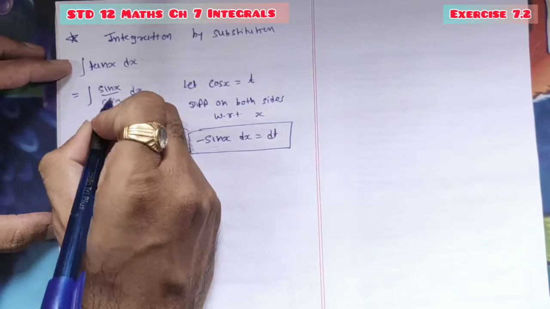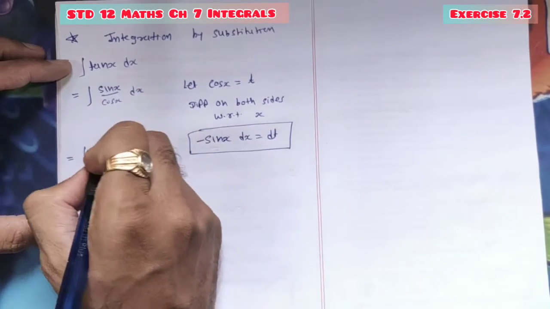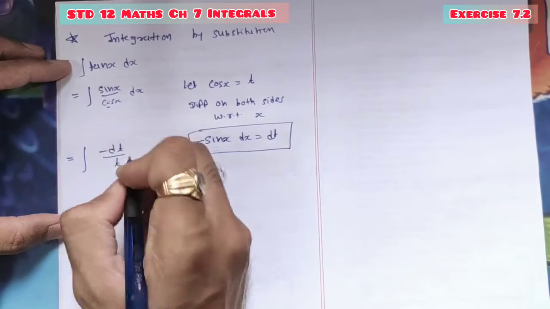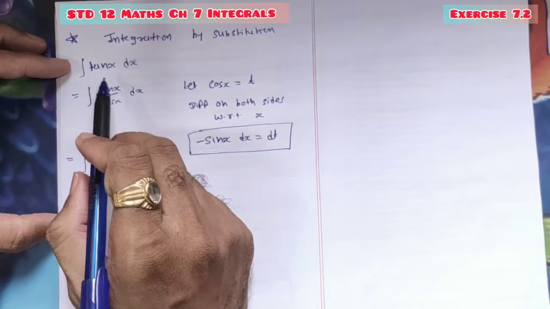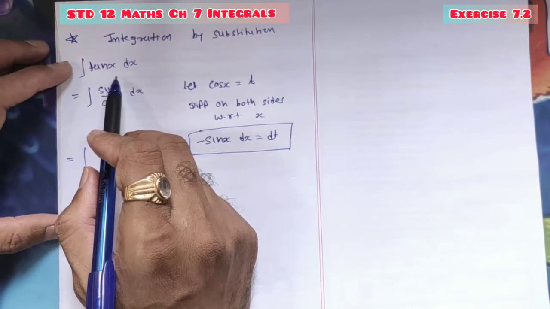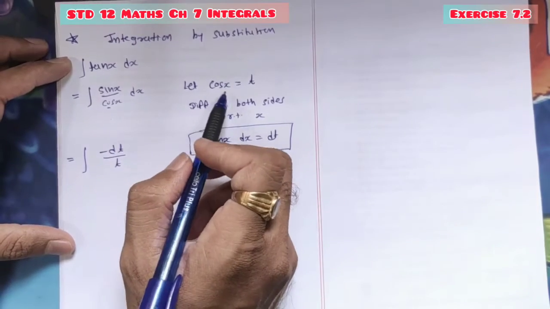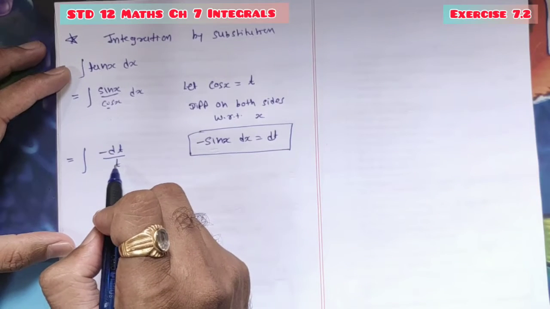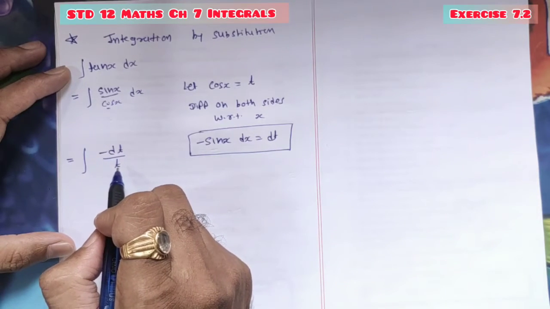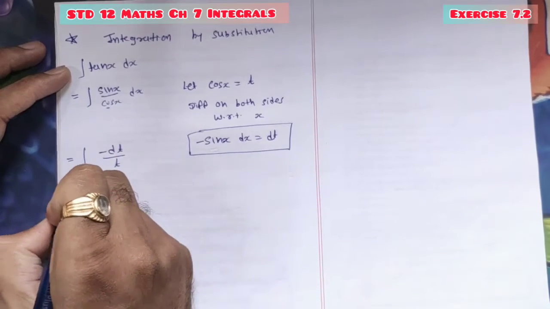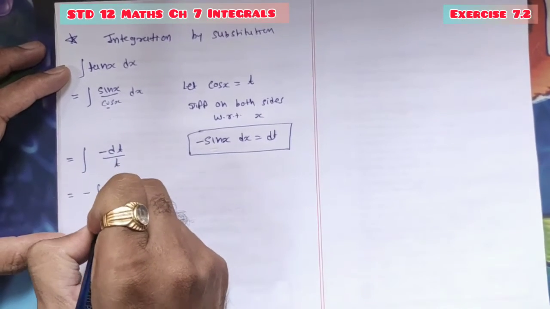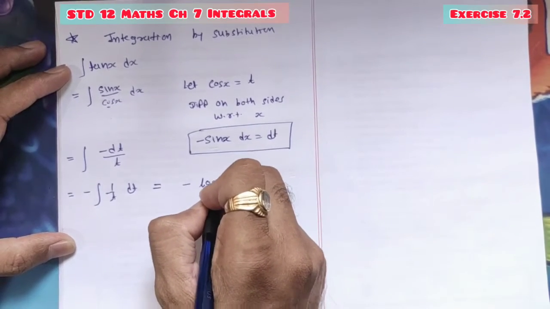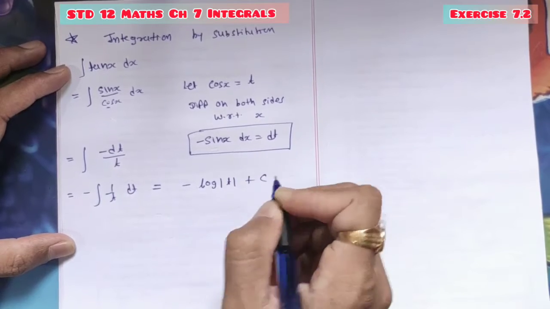So here integration is sin x dx. Sin x dx is nothing but the minus dt upon this cos x. Cos x is nothing but the t. So initially our integration of tan x is not easily integrable. But by doing the substitution, we are getting some functions which is easily integrable because we know the integration formula for integration of 1 upon t. Taking this minus sign as a constant, it's a minus 1 upon t dt, and that is equal to minus log mod t plus c.